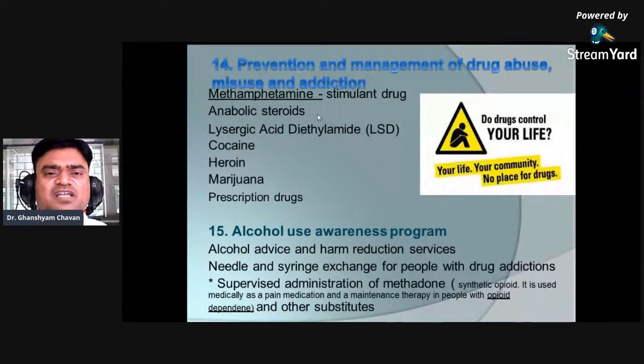They are analogs of testosterone, and androgens or non-androgens are available. If you take these drugs for a longer period, you become addicted. The person will be addicted to these drugs. LSD, lysergic acid diethylamide, has been used as a habituation from the ancient period, for so many years. Cocaine, you know already, cocaine, heroin, marijuana. What is marijuana? Marijuana is nothing but a synonym for cannabis, and in Hindi we call it ganja.